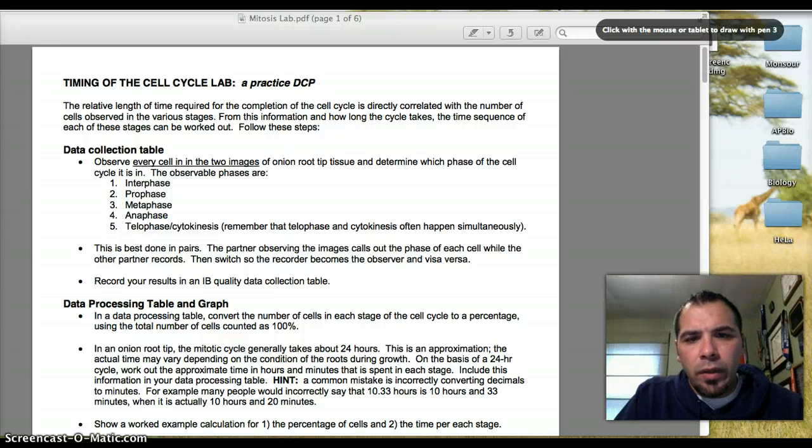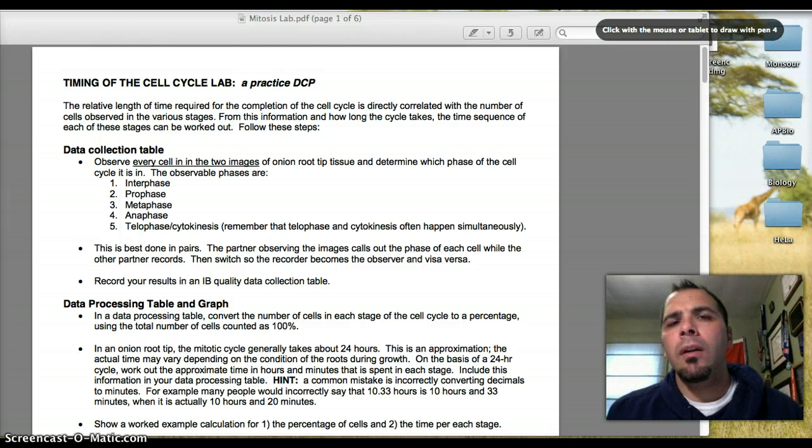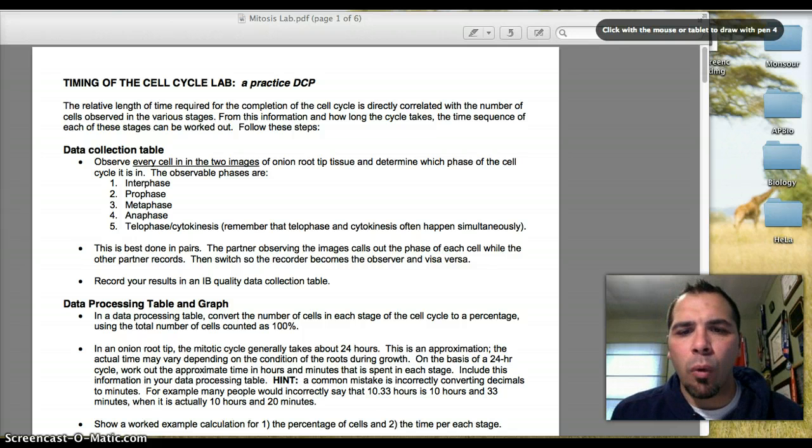All right, what we're going to be doing here today, I'm just going to go over the lab that you guys are going to be doing while I'm gone. Some of the stuff should be review, but you really need to take the time to put the effort in. More than likely, this will be a lab report that you'll write after break.